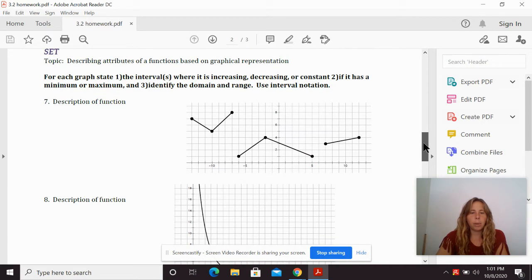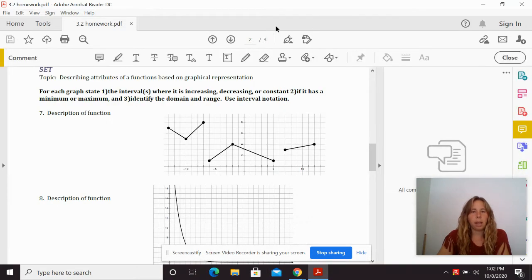All right, this is what we are doing in class. State where it's increasing, decreasing, or constant, and whether it has a minimum or maximum. And I told you that you did not have to identify the domain or the range. We'll do that in class tomorrow. Use interval notation. That just means write it how we are writing it in class.